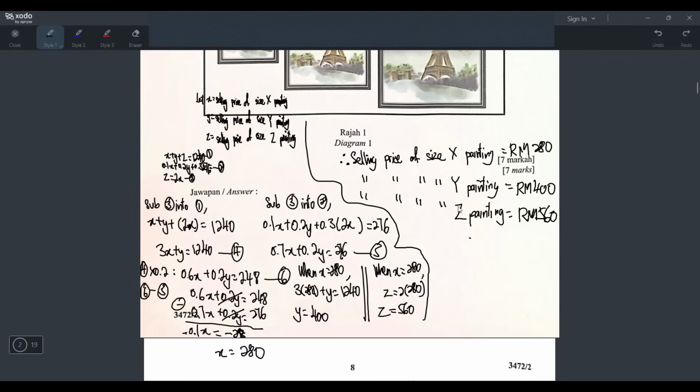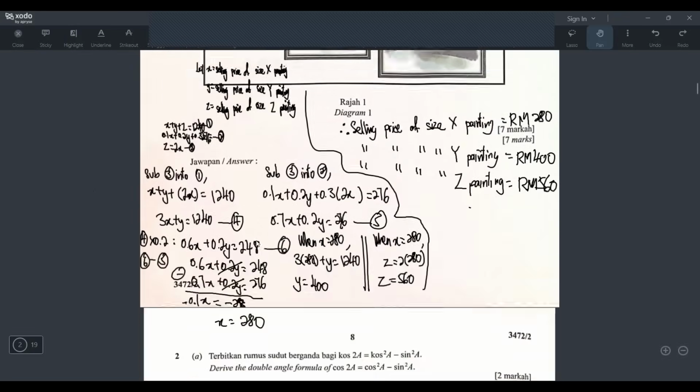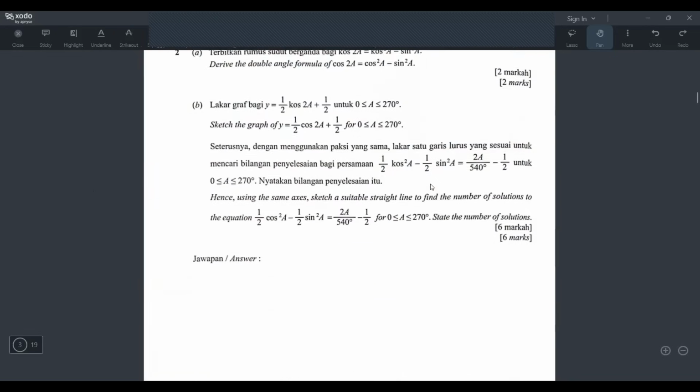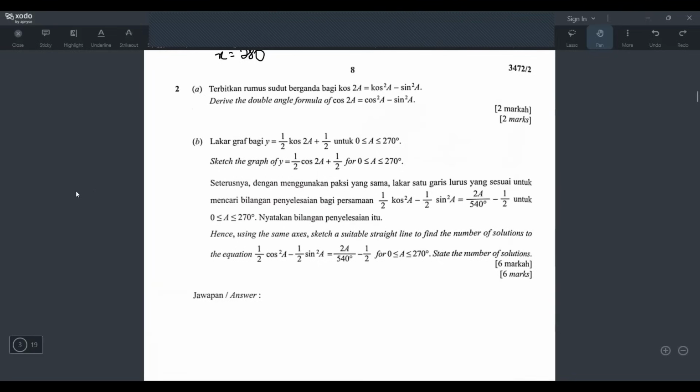Because they usually give marks here. So it's very important, because the X, Y, Z represents selling price. So I think it's important to change it back in your final answer and write selling price, right? Okay, hope you understand. That's my explanation.